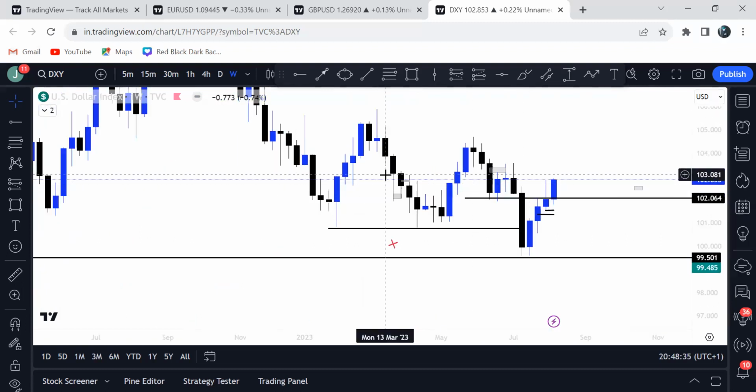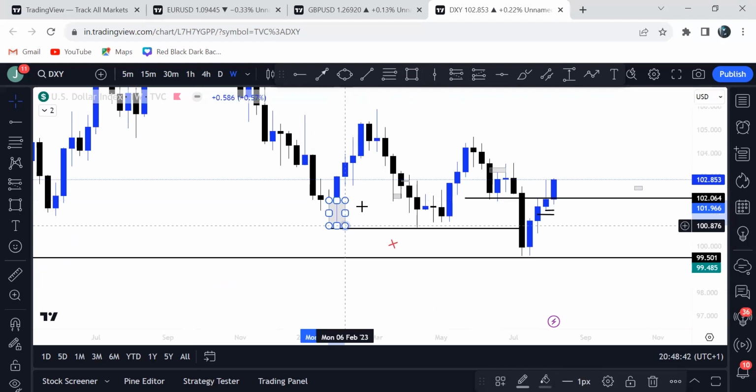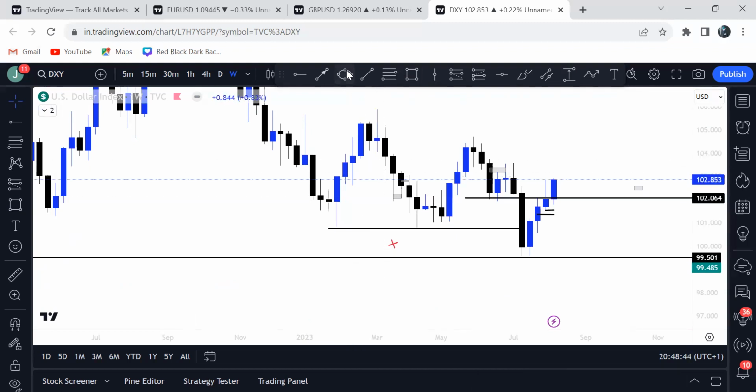So guys, what are you seeing here? Are you seeing this as a double bottom? Obviously, it's a double bottom. Right here, we have, okay, let me use this. We have one here. Remember, guys, this is a weekly time frame. I am not trading it. I'm only using it for analysis.